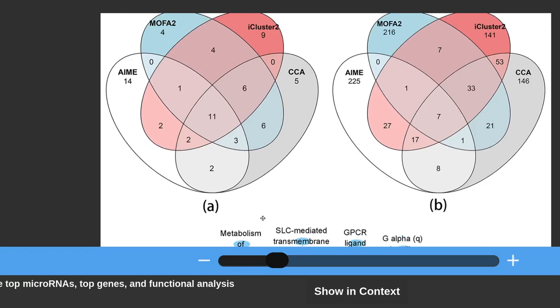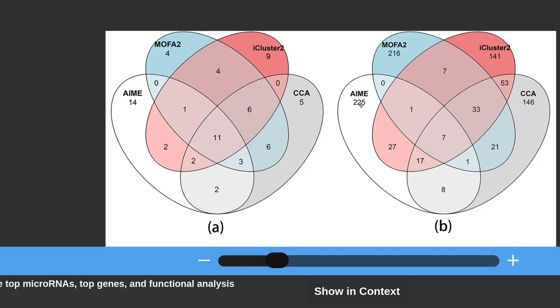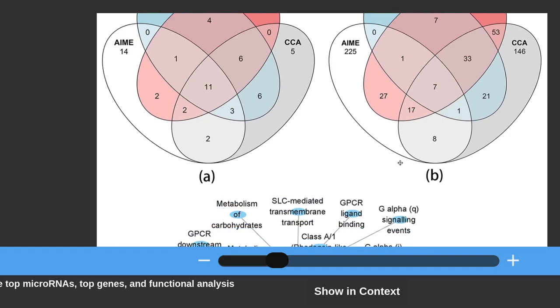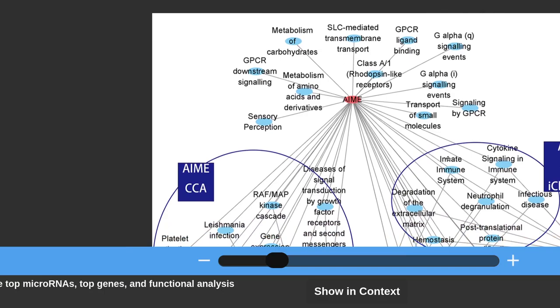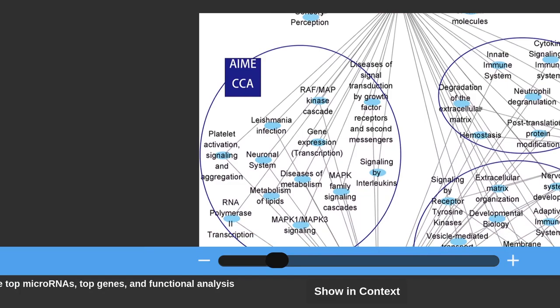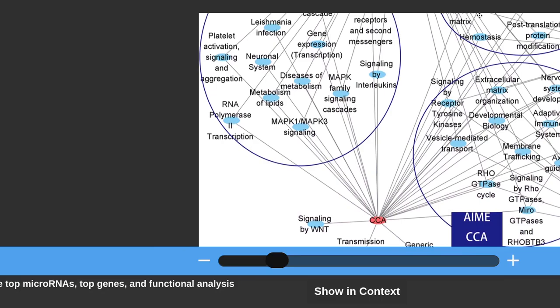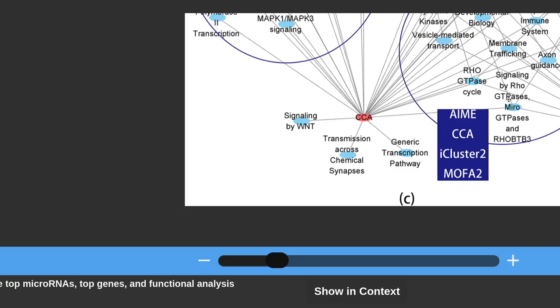A. Venn diagram of the top 35 microRNAs selected by AIME, FDR less than or equal to 0.01, and the top 35 microRNAs from CCA, iCluster2 and MOFA2. B. Venn diagram of the top 286 genes selected by AIME, FDR less than or equal to 0.05, and the top 286 genes from CCA, iCluster2 and MOFA2. C. The overrepresented pathways, FDR less than or equal to 0.05, with 100-500 genes.